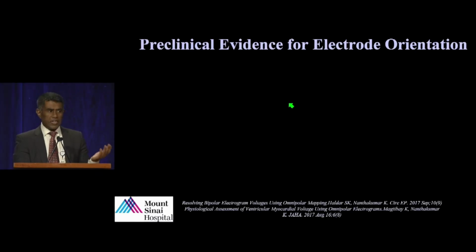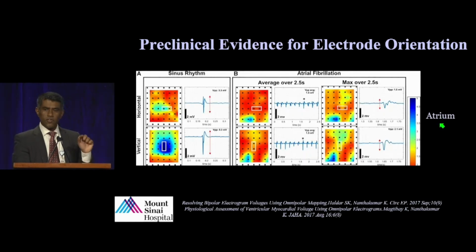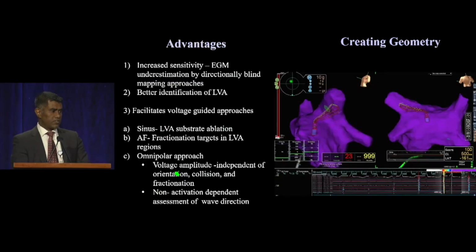And what is the preclinical evidence for the importance of electrode orientation? I'd refer you to all the papers by the group led by Nanthakumar that demonstrate this, and I've just shown you one image from the atrium demonstrating that when you're just looking at vertical and horizontal placement of the bipole, you see a 2 millivolt increase in sinus rhythm and a measurable increase in atrial fibrillation. Now, their work goes much further than just orthogonal bipoles. They go on to look at a different paradigm of omnipoles that is currently not available with this catheter, but nonetheless, today's use of this catheter makes use of this particular advantage.